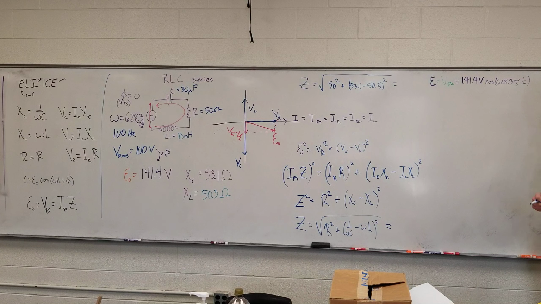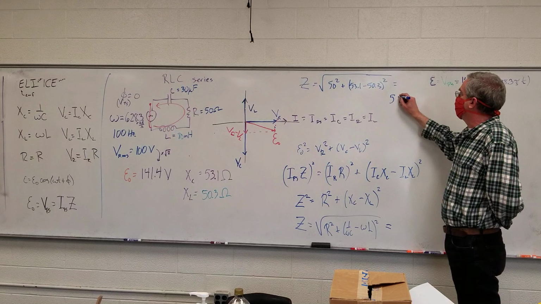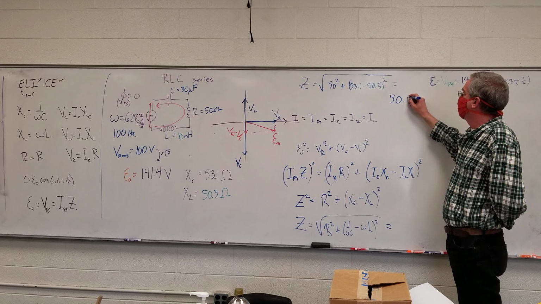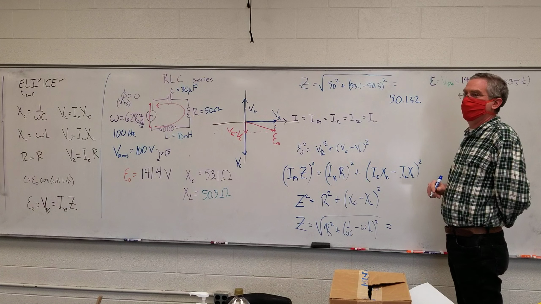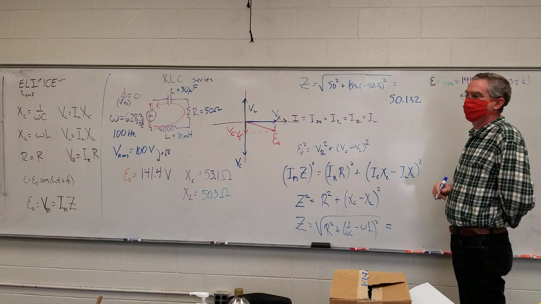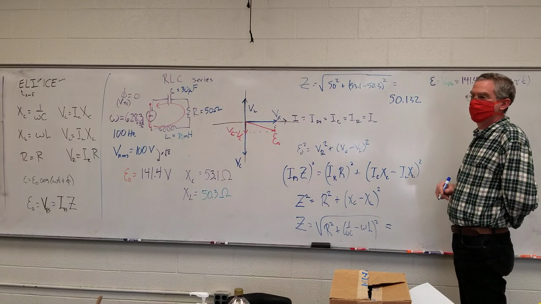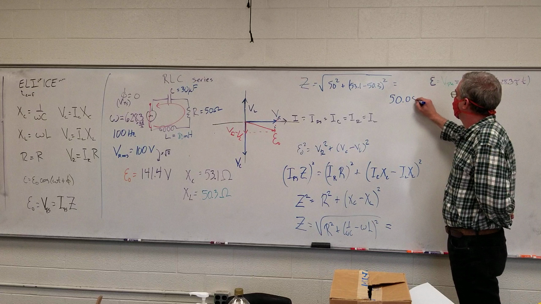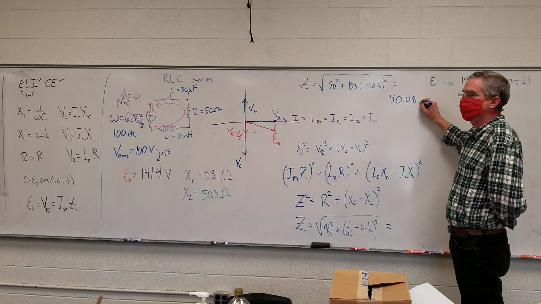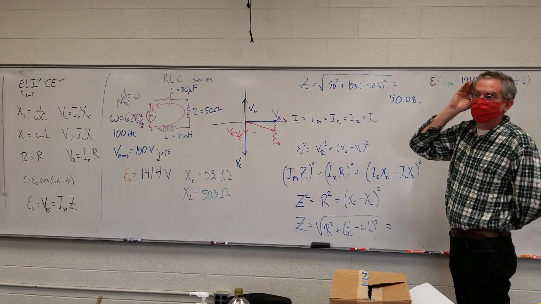So it'll be something really close to 50 in the end. Matter of fact, we said, well, 50.132. And the realizer is 50.08. Units? For impedance? This is for impedance? Yes. Ohms.